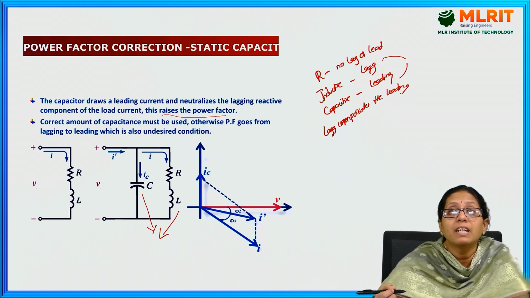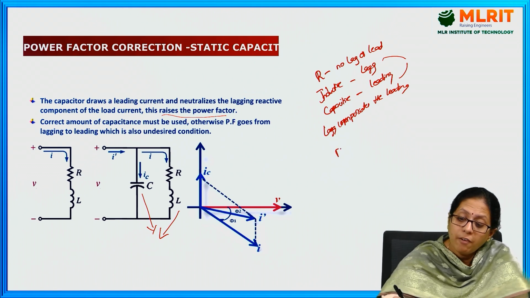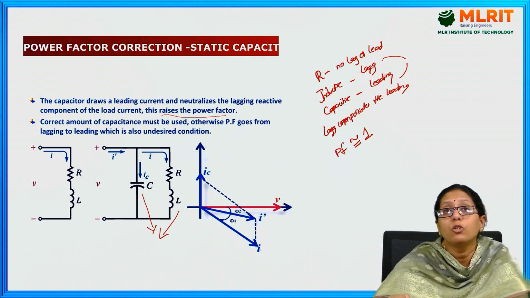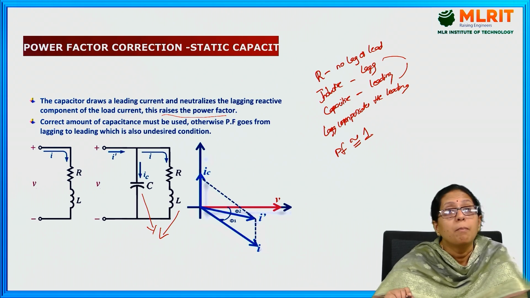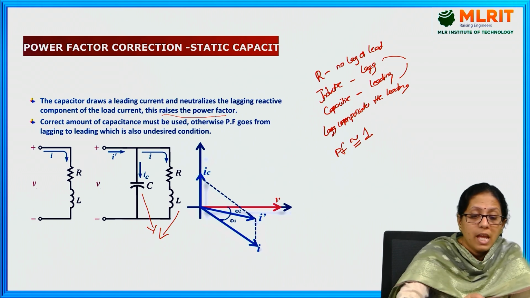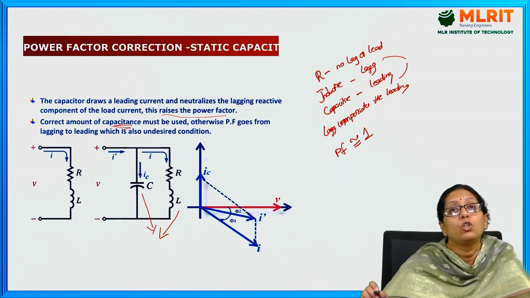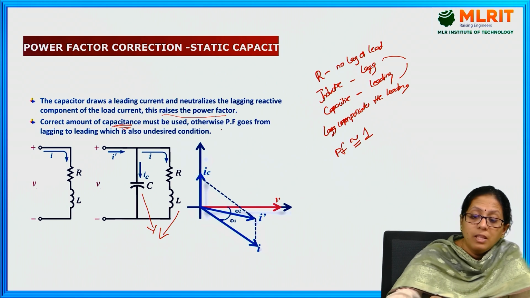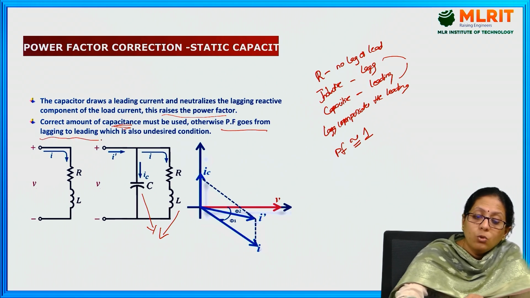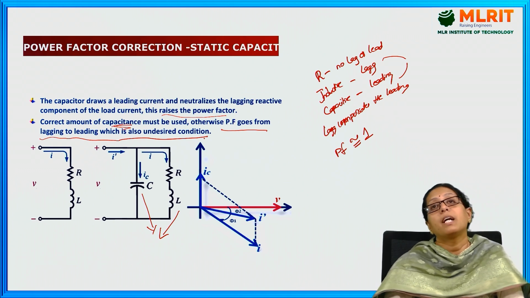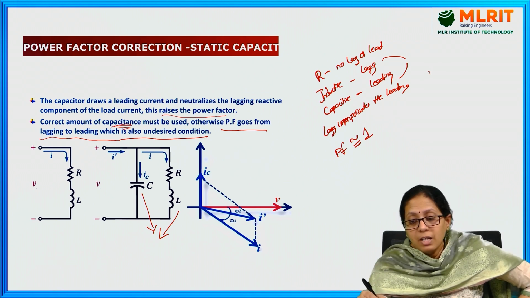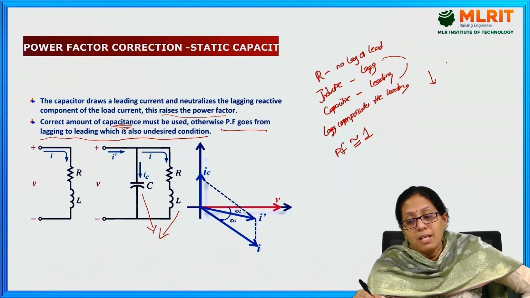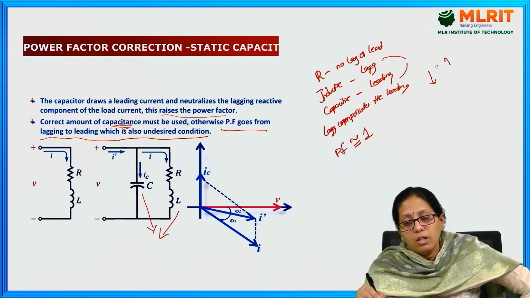As the lagging compensates the leading, the power factor will be nearby to the unity. But precautions should be taken so that the capacitor value which is being used for compensation must be the correct amount of capacitance. Otherwise, the power factor goes from lagging to the leading, which will cause undesirable condition. That means previously it was lagging. Now because of capacitor, it comes to unity.